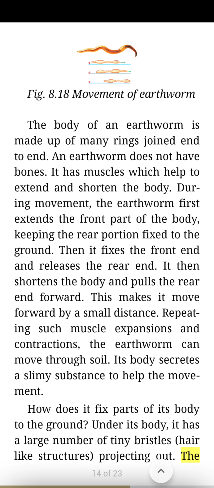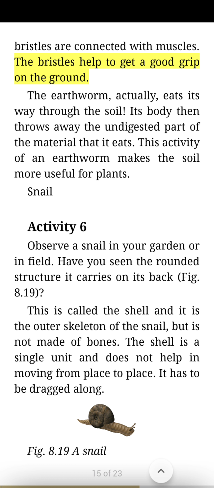projecting out. The bristles are connected with muscles. The bristles help to get a good grip on the ground. The earthworm actually eats its way through the soil. Its body then throws away the undigested part of the material that it eats. This activity of an earthworm makes the soil more useful for plants.